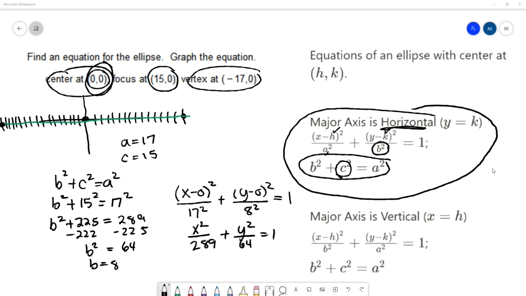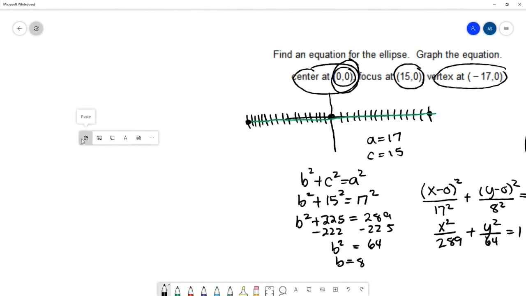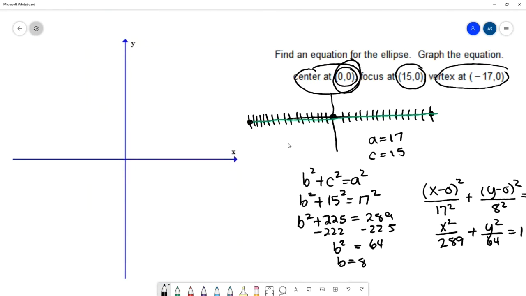So I have a blank graph over here. And I'm going to count by fives instead of doing all the tick marks here. So horizontally, I'm going to go 5, 10, 15. And vertically, we'll do 5, 10, 15, 20. So I have my center at 0, 0. I have a vertex at negative 17 and positive 17.